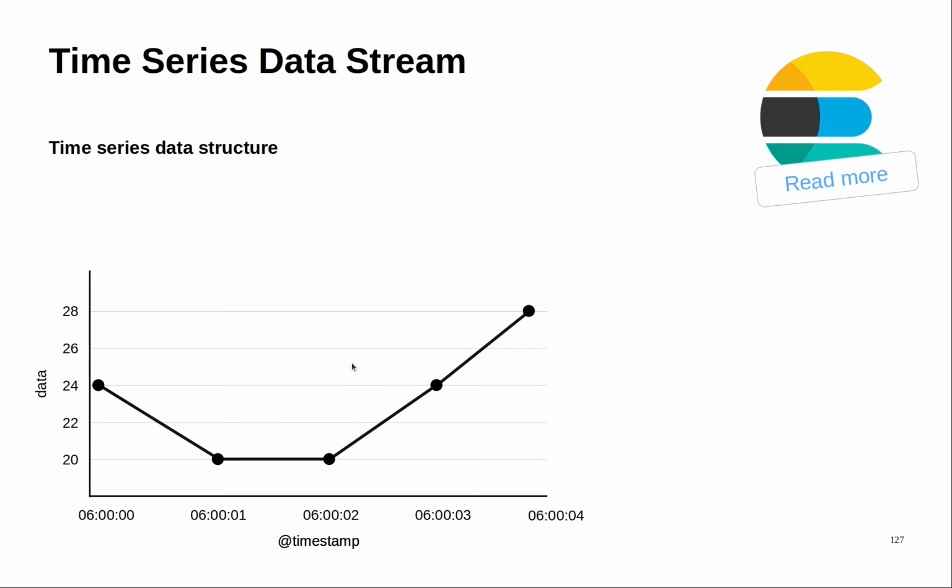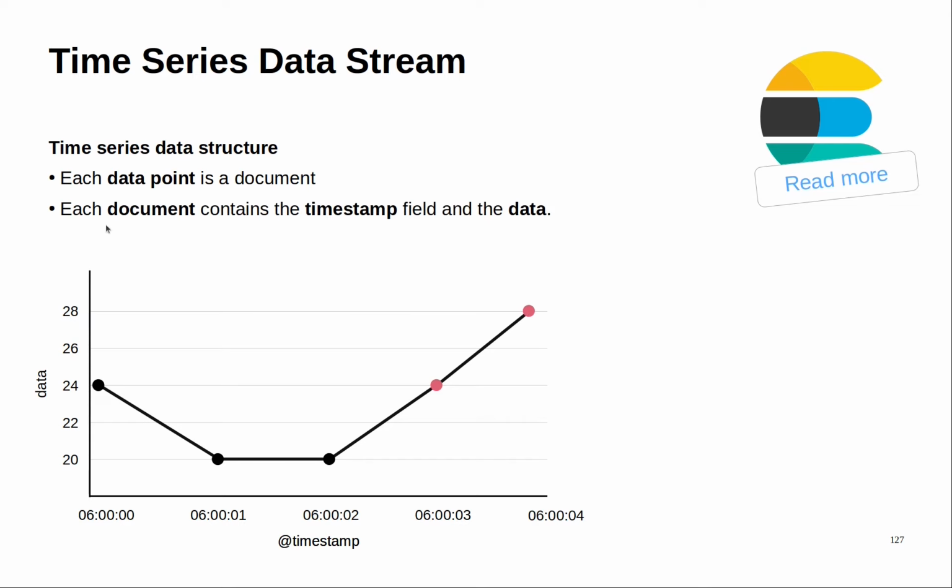Now let's examine the structure of time series data. On the x-axis, we have the timestamp, and on the y-axis, we have the data itself. It could be temperature, disk usage, CPU usage, etc. Each data point is stored as a document. You can see that each document includes a timestamp and relevant data fields.